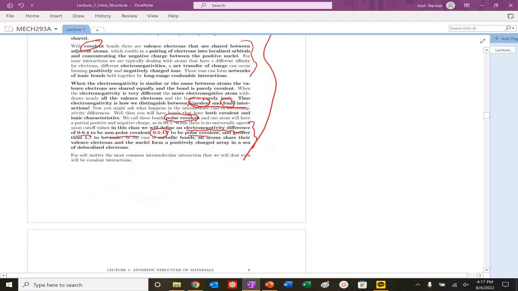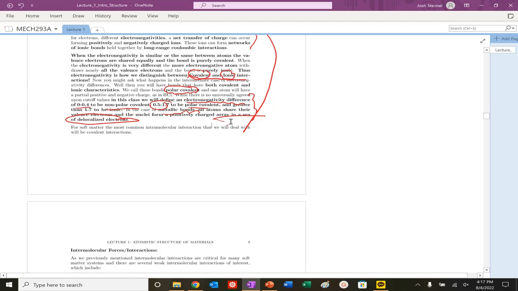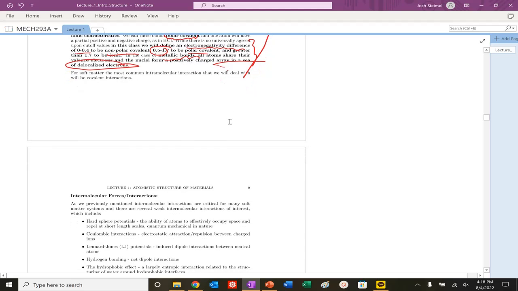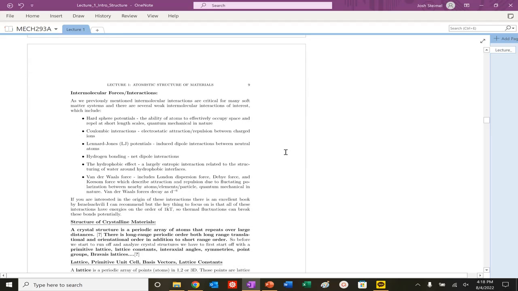And then again, as we've talked about before, in metallic bonding basically all atoms share the valence electrons and they are delocalized. A sea of delocalized electrons. That's a great term. And that gives rise to all of those very cool and interesting electrical properties that metals can exhibit. And next time, we're going to get into intermolecular interactions. So weak interactions, but very, very cool interactions.